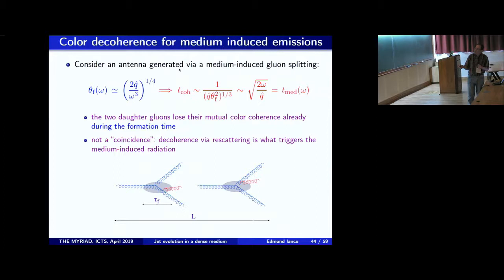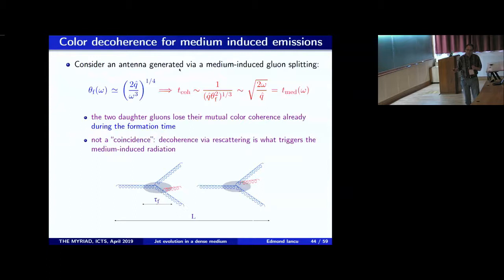So if this gray blob represents the formation time, then by the time these two gluons are formed and separate from each other, they are also color decoherent. So implicitly, the mechanism of medium radiation is a mechanism of color decoherence. It's not the case with vacuum. In the vacuum, the particles are created by a vertex, and they are color coherent with each other all the way up to the first emission. But here, the only reason why these two gluons separate from each other and become two independent particles is because they have lost their color coherence via scattering during the formation time.